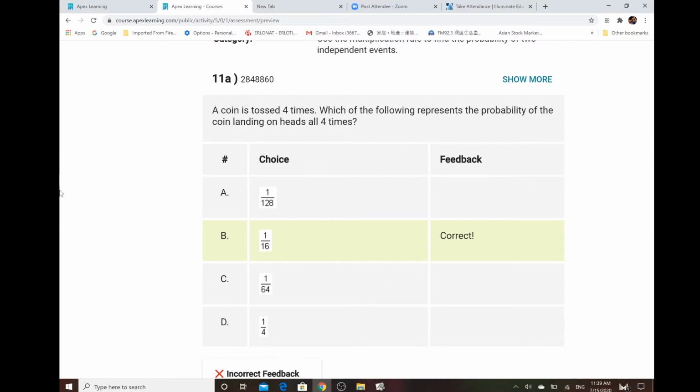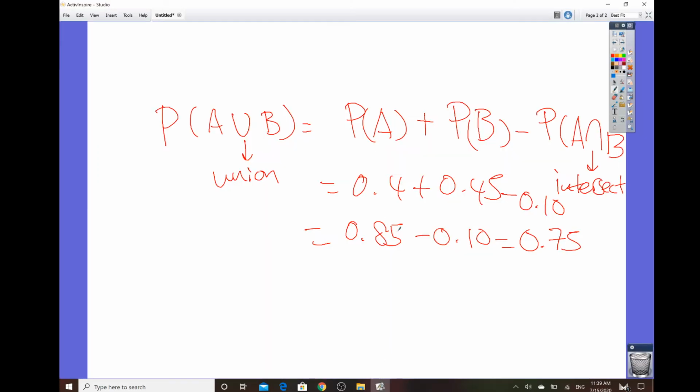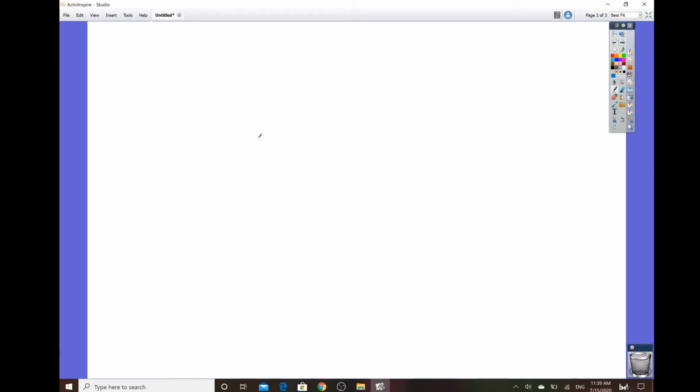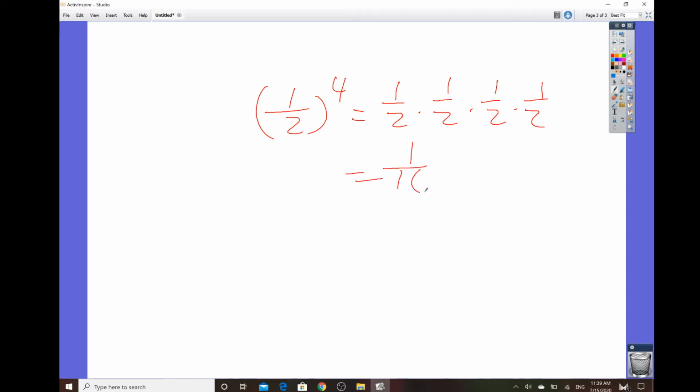So number 11, a coin is tossed 4 times. Which of the following represents the probability of a coin landing on heads 4 consecutive times? The way to do it, in order to get a head, the chance is considered 1/2. So since you want to do it 4 times, it's 1/2 to the 4th power, so it's 1/2 times 1/2 times 1/2 times 1/2, which is 1 over 16.